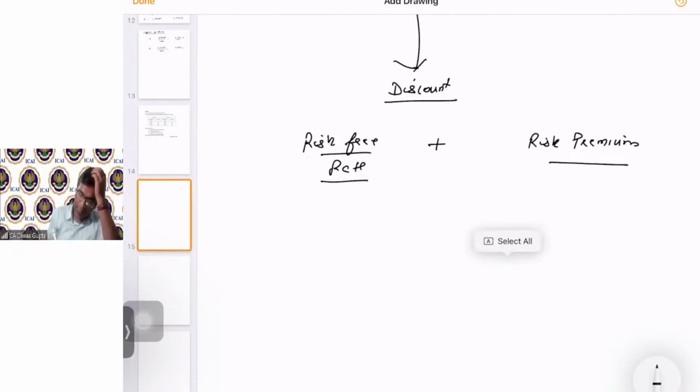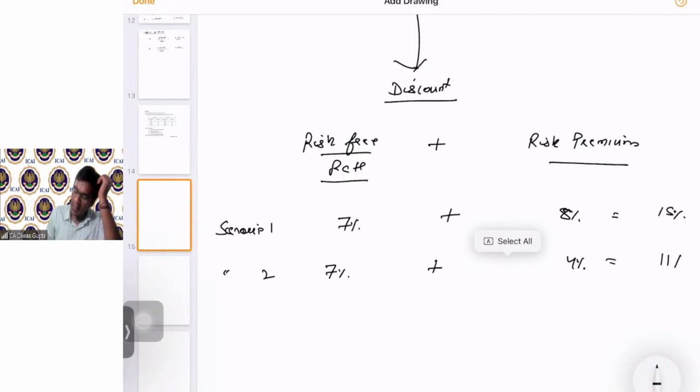So I'm taking, let's say, scenario 1. Risk-free rate is 7%. Risk premium is, let's say, 8%. In totality, discount rate comes as 15%. Scenario 2, if I take risk-free rate is again same, which is 7%, but risk premium is only 4%. And hence the overall WACC or the discount rate or the interest rate comes as 11%.